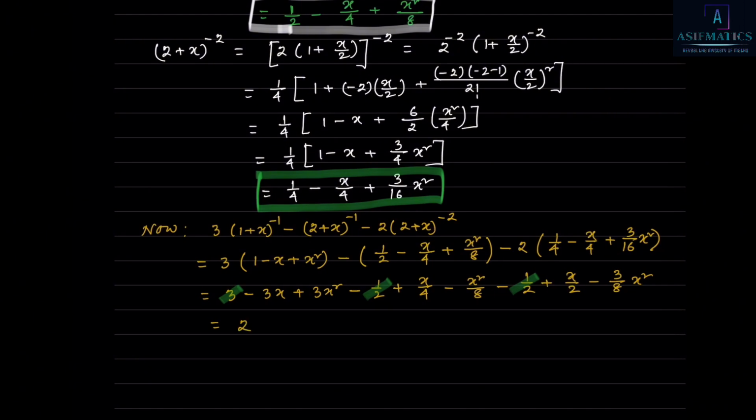Then if you take this one, like 3x, this is minus 3x, and we have x by 4 and x by 2. So if you calculate this one, you can get minus 9 by 4 x. And then we will have x square. So if you take 3x square minus x square by 8 and 3 by 8 x square, it will give you the result of plus 5 by 2 x square. So this is your final value.